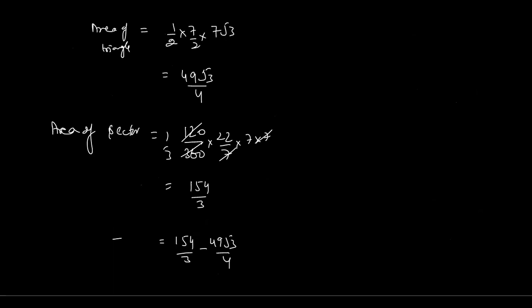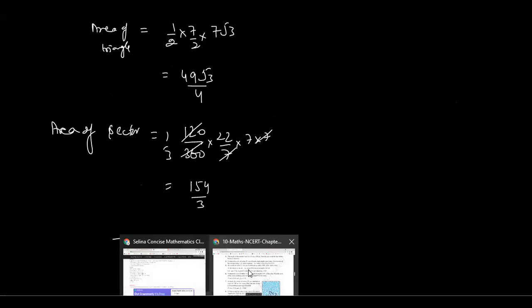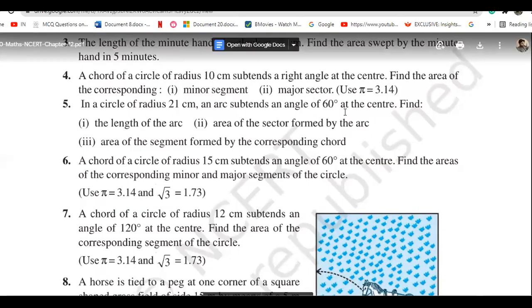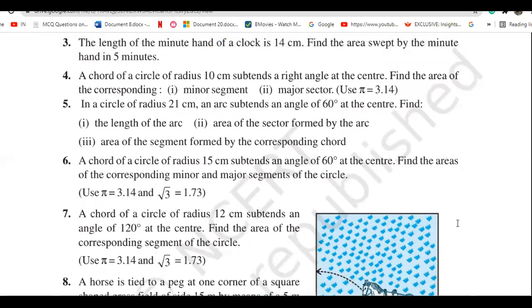Still having doubt? No, sir. Okay, so please do this question. Then we shall do this one with the shortcut method also. First you try the long method, which is the actual method. Then we shall do it with the other method also. So do this one first.